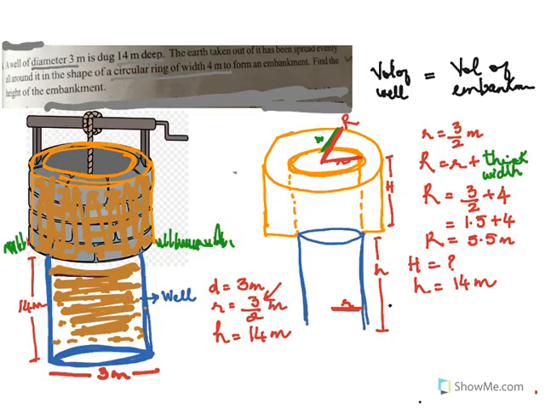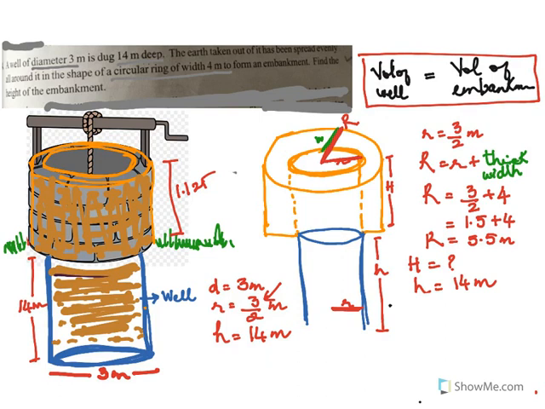So the height of this embankment is 1.125 meters. Let's go back to the picture. Now this embankment, we found the height is 1.125 meters. And the key of the sum is this: volume of well equal to volume of embankment. Volume of well was just pi r square h, but the embankment was a hollow cylinder, and because it was a hollow cylinder, it was outer volume minus the inner volume.